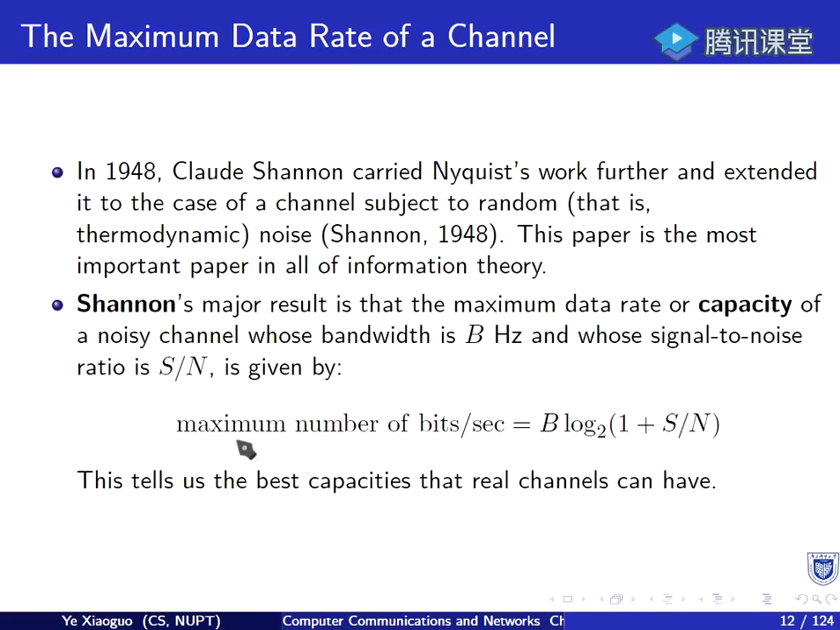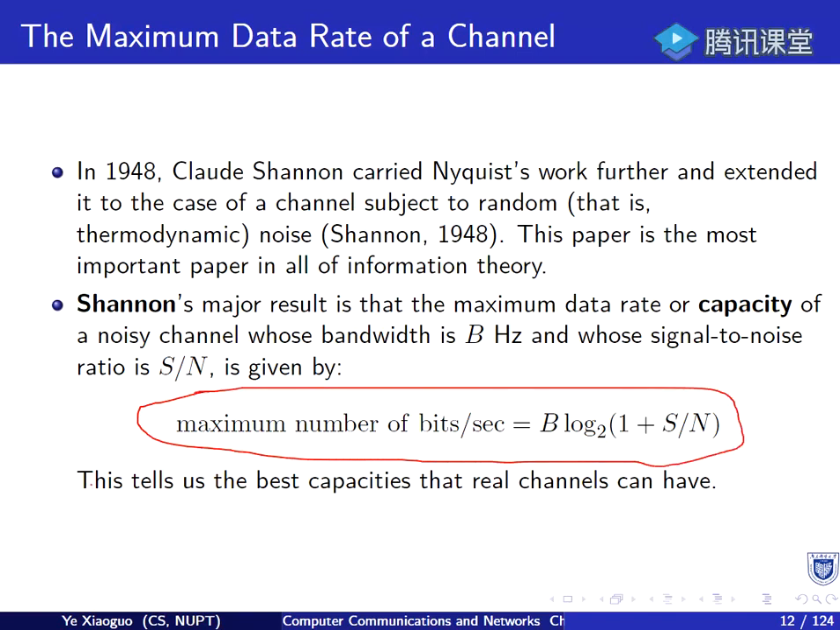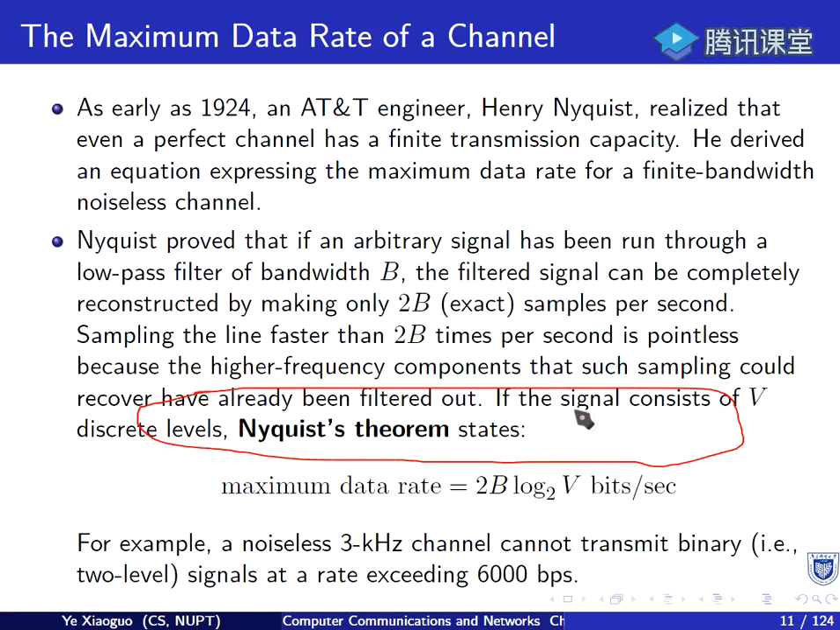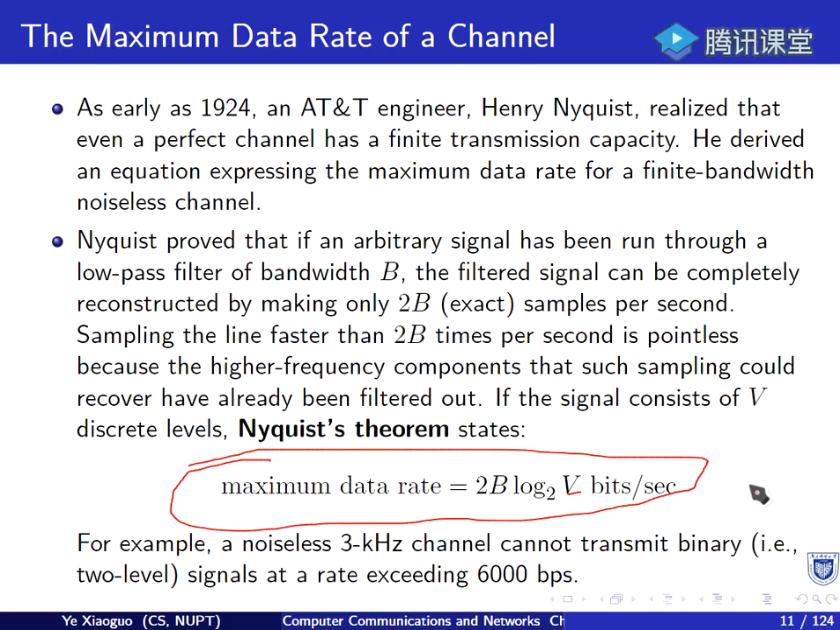The second equation is the Shannon theorem. Shannon theorem gives the maximum number of bits per second. That means the maximum data rate. The maximum data rate, unit is bits per second, equals B times log2 (1 plus SNR), the signal-to-noise ratio. So we should memorize these two equations.